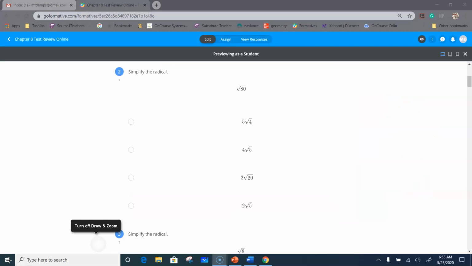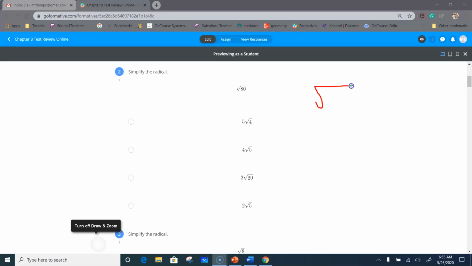Square root of 80 is going to be similar. I need to find the largest perfect square that goes into 80. So we could think about 4 times 20. But if we do that, we're going to realize that there's a bigger perfect square than 4 that goes into 80. There's another 4 that goes into 20. So our largest perfect square that goes into 80 evenly would be 16.